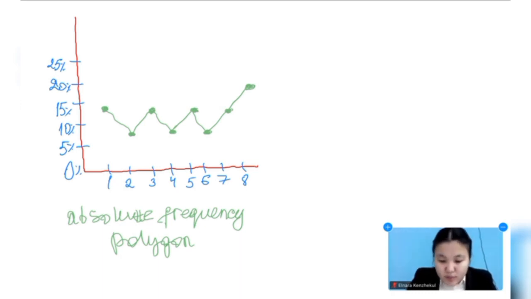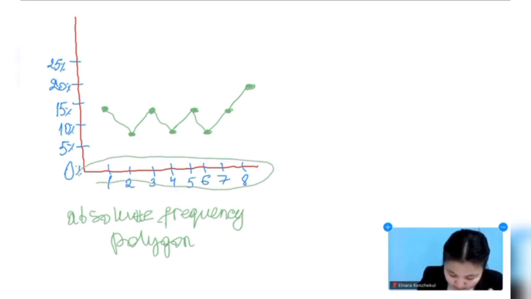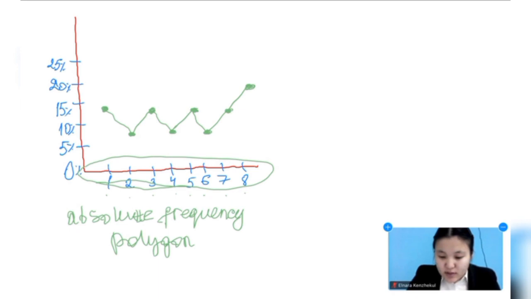How do we construct the absolute frequency polygon? Let's understand it with this definition. Definition: a broken line connecting points whose abscissas are different variants. The abscissa is the x-axis, and here are the variants, for example, 1, 2, 3, 4, 5, 6, 7, 8, whose ordinates are the absolute frequencies of these variants, is called an absolute frequency polygon.